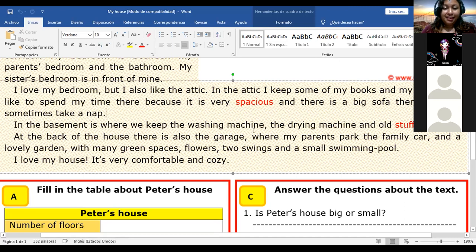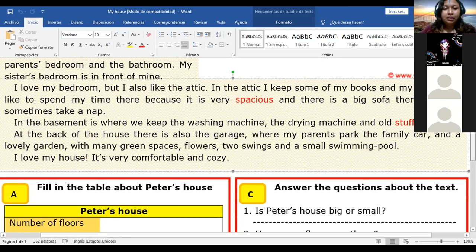In the basement is where we keep the washing machine. It's like a tongue twister. Como un trabalenguas. Okay. In the basement is where we keep the washing machine, the drying machine, and old stuff. Okay.